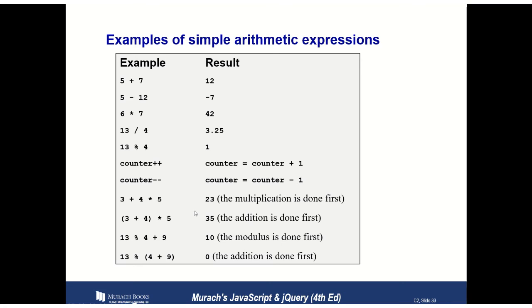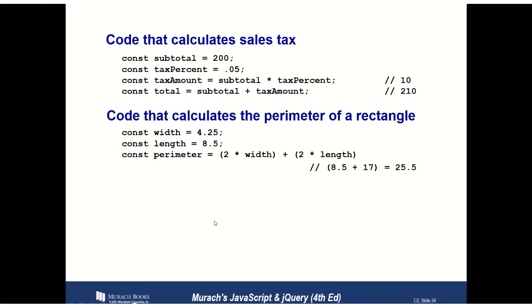Okay, so here for example 3 plus 4 star 5, this multiplication is done first, then that becomes 20 and then 23. So you can see clearly what is done first, what is done next. So here the code that calculates the sales tax, you can do subtotal equals 200, and then you do the tax percent, and then you have the tax amount and the total. So if you put the numbers, it will be like that. So it is shown here.